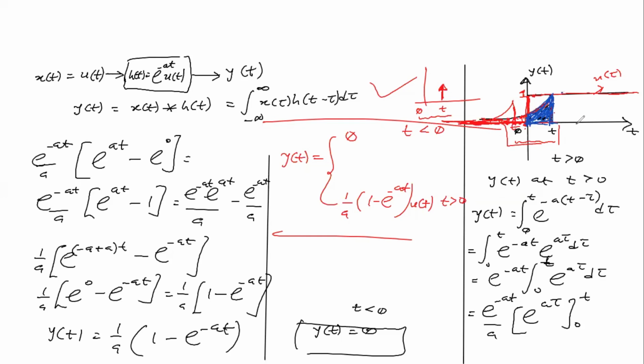0 times 1 again is what? 0. So you see, everything now becomes 0 otherwise, except this point. So that's how the unit impulse response is taken care of.